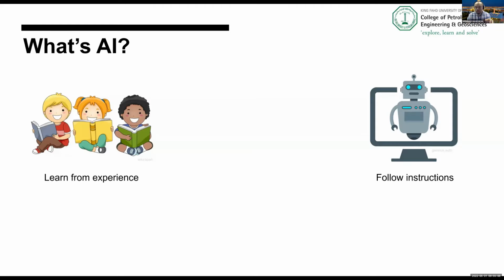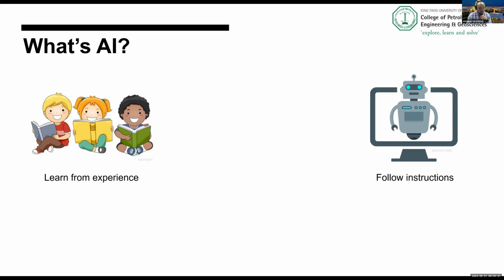And the other end of the spectrum is completely opposite. We have robots, right? Robots are just designed to follow instructions. So there is no intelligence in robots. You need to program the robots. You need to tell them exactly what they need to do, and from there they will just follow the instructions you give them through the programming.